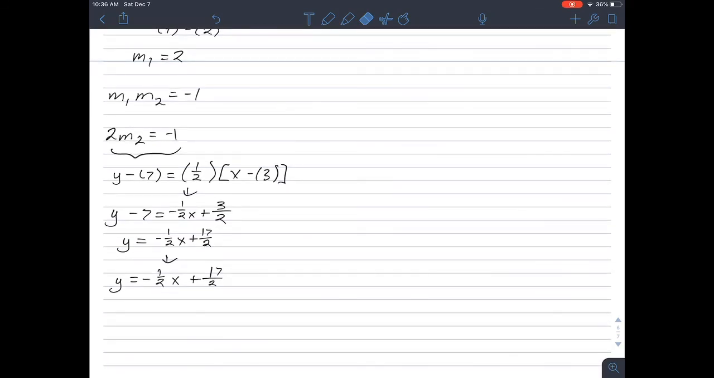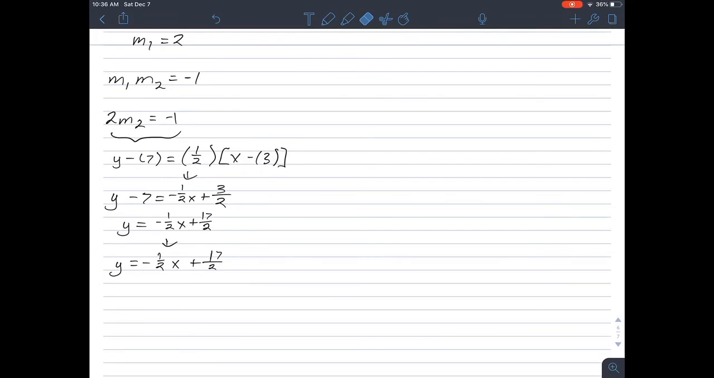So y minus 7 equals negative 1/2 times x minus 3. Going down, we see that y minus 7 equals negative 1/2 x plus 3 over 2. Y equals negative 1/2 x plus 17 over 2. And our last step would be that y equals negative 1/2 x plus 17 over 2.